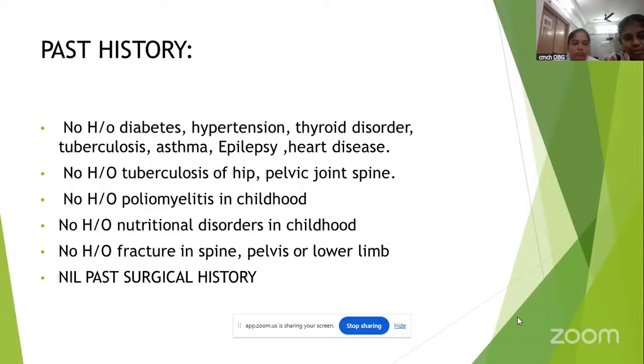Past history: no history of diabetes, hypertension, thyroid disorders, tuberculosis, asthma, epilepsy, heart disease, and no history of tuberculosis of hip, pelvic joint, or spine. No history of poliomyelitis in childhood, no history of nutritional disorders in childhood, no history of fractures in spine, pelvis, or lower limb. Nil past surgical history, ma'am.